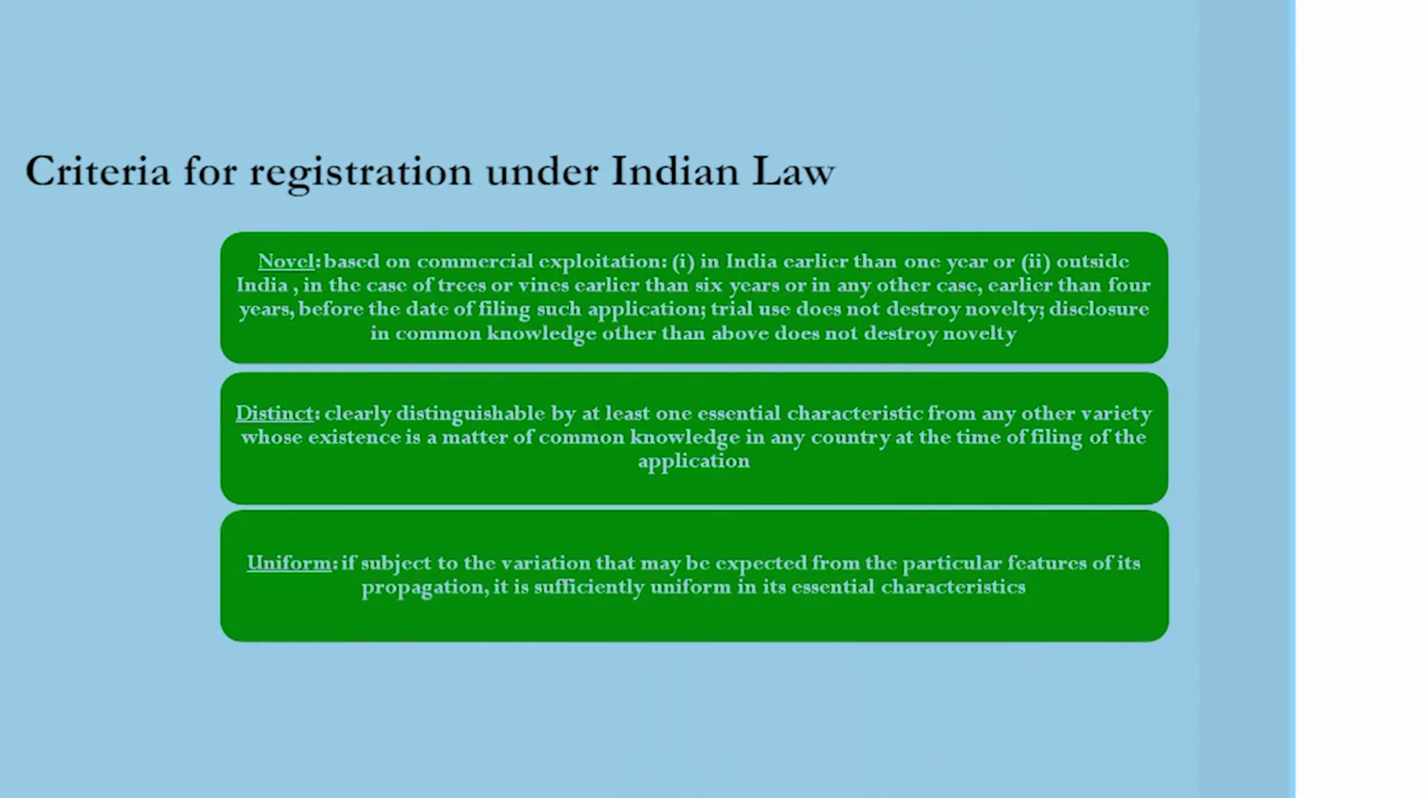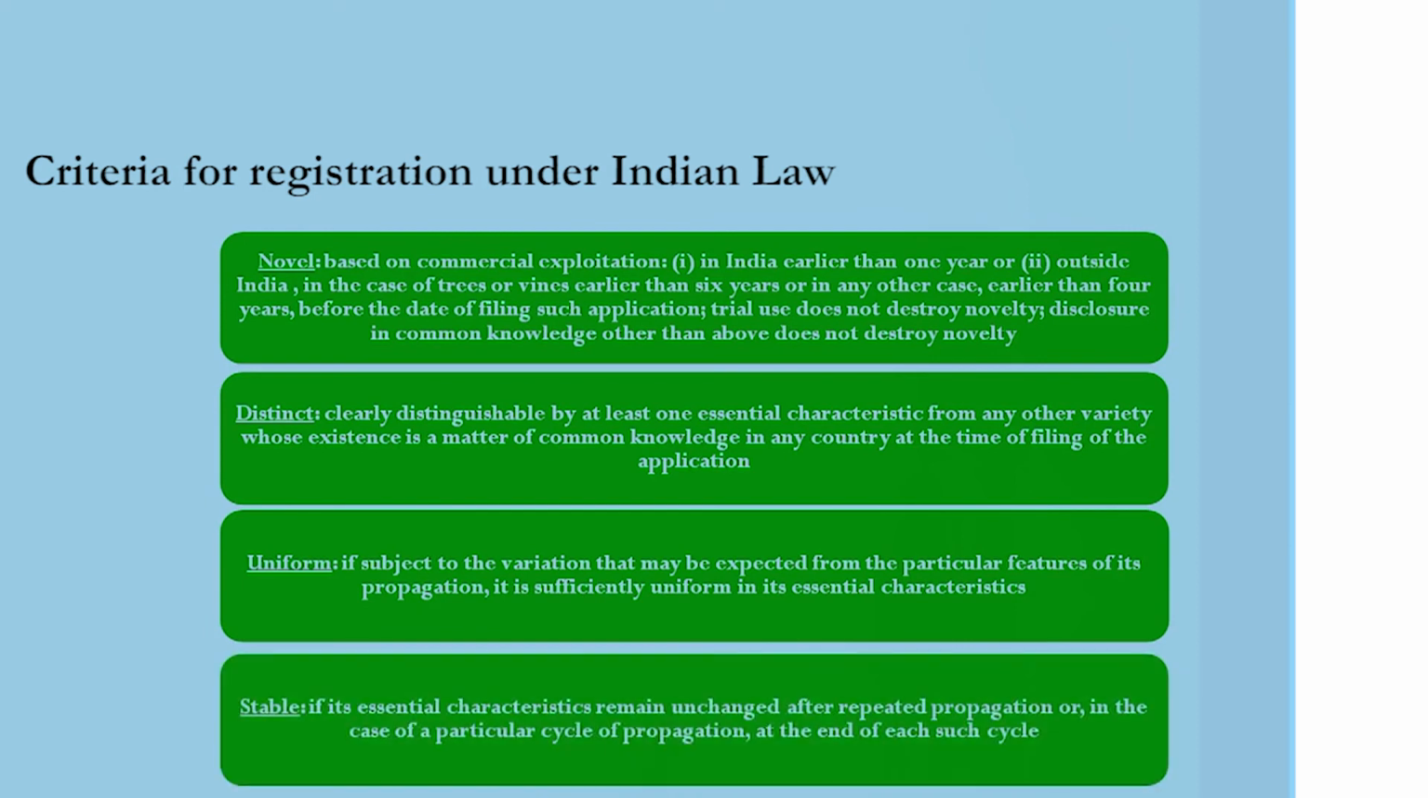A variety is uniform if, subject to the variation that may be expected from the particular features of its propagation, it sufficiently stays uniform in its essential characteristics. Hence, distinctiveness and uniformity are two different criteria. Stability is another criterion: its essential characteristics must remain unchanged after repeated propagation, or, in the case of a particular cycle of propagation, at the end of such cycle.